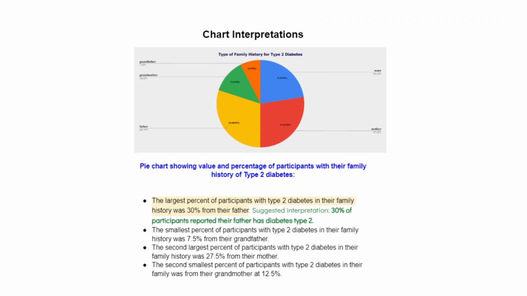The reason that I added it, however, even though there was a suggestion that I made with the interpretation, was not because the interpretation was wrong, but because it needed to be edited a little bit so that it is better. So the pie chart is showing values and percentage of participants, but the way that it was written initially says the largest percentage of participants with type 2 diabetes in their family history was 30% from their father. Now, that sentence can be read in different ways.